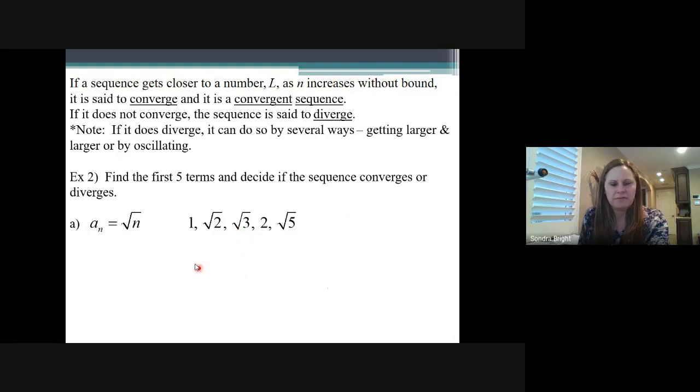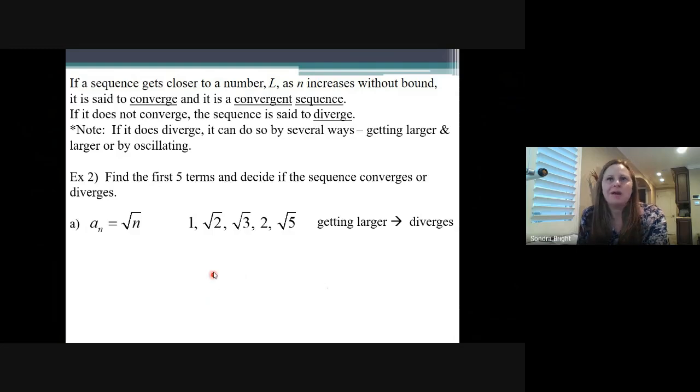That's all they want me to find. So you could get these decimal approximations, right? But hopefully you see that these are getting larger slowly, but they are getting larger. And so we say that this guy diverges. It's not approaching a specific number as n goes to infinity, right?